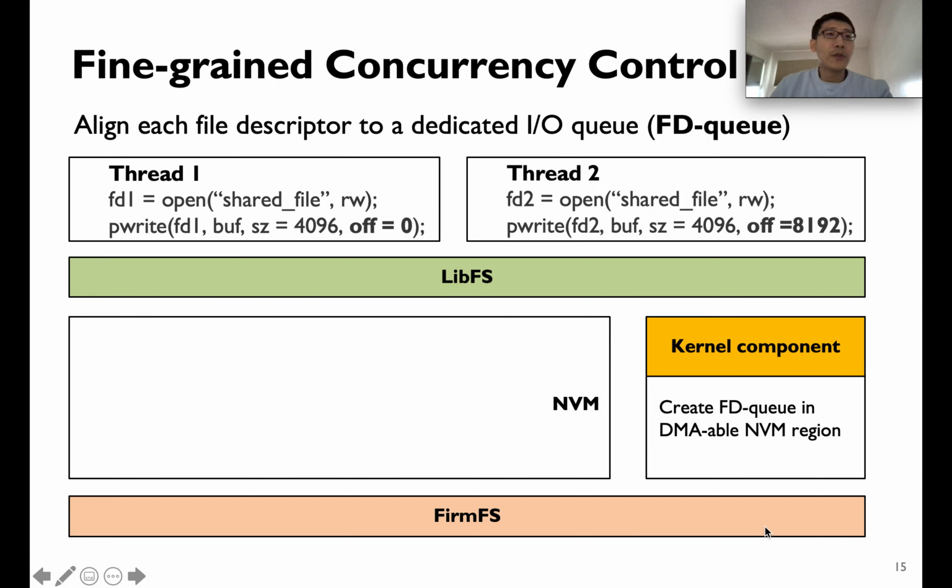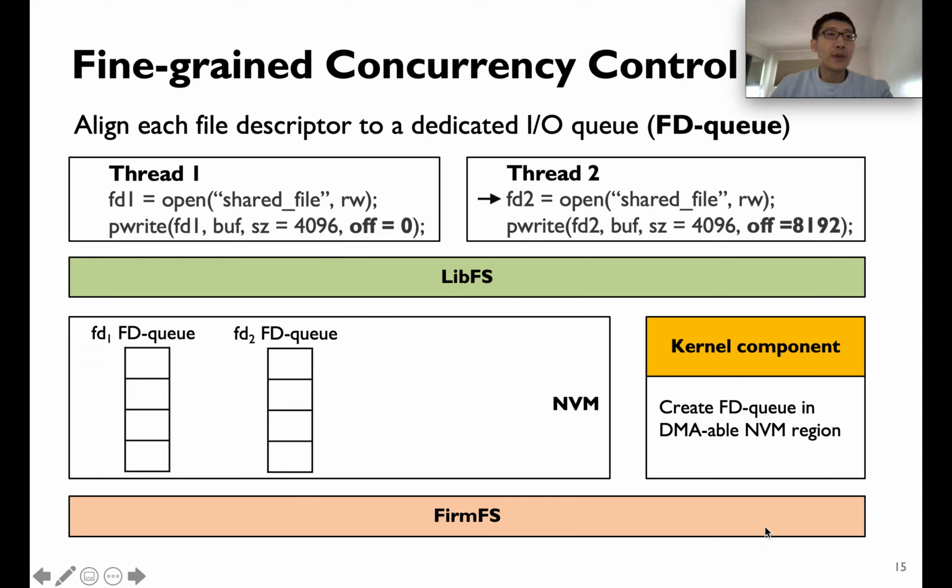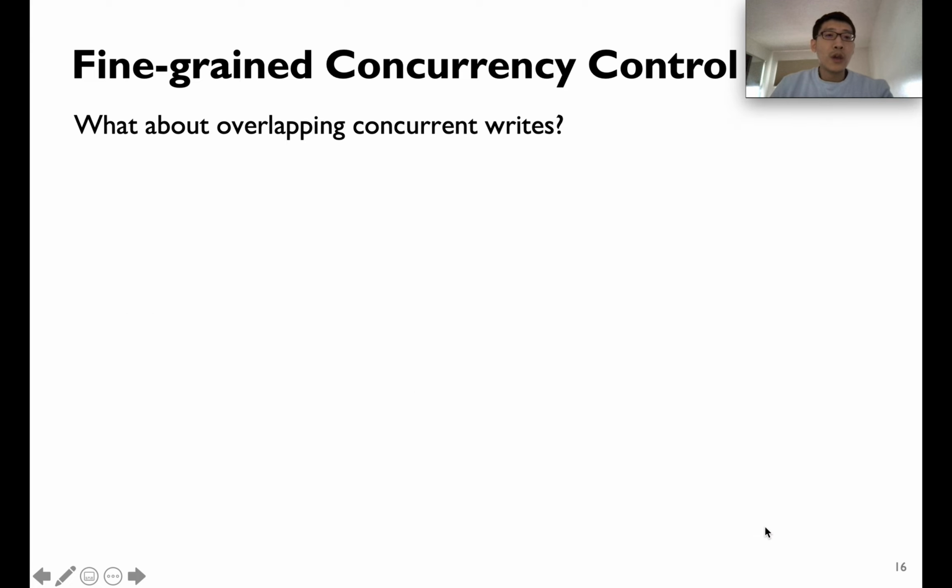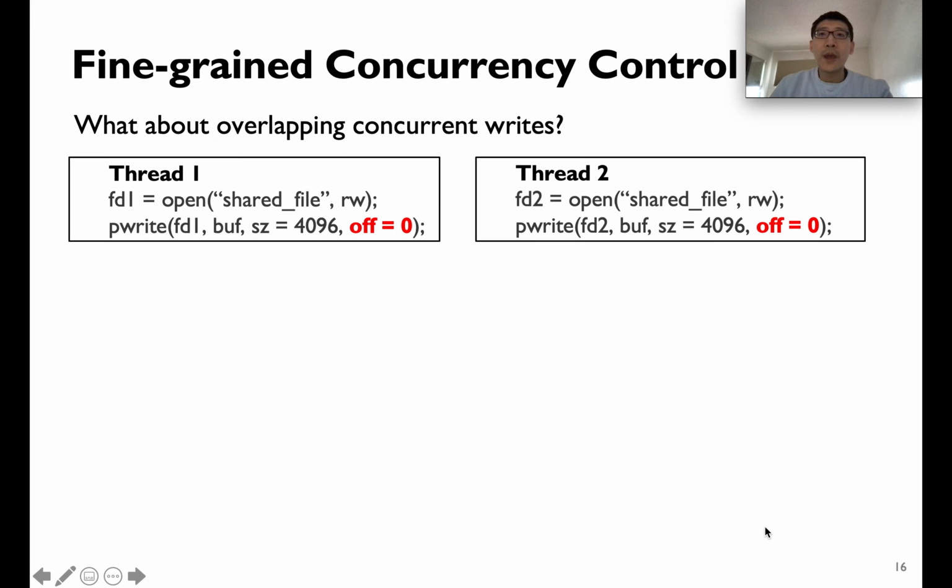Here is an example of two threads accessing a shared file. When thread 1 calls open, an FDQ is created. Similarly, thread 2 gets its own FDQ. The write requests from different threads can be dispatched in parallel without interfering with each other. You might immediately ask, what about overlapping writes, when two threads write to the same or overlapping blocks?